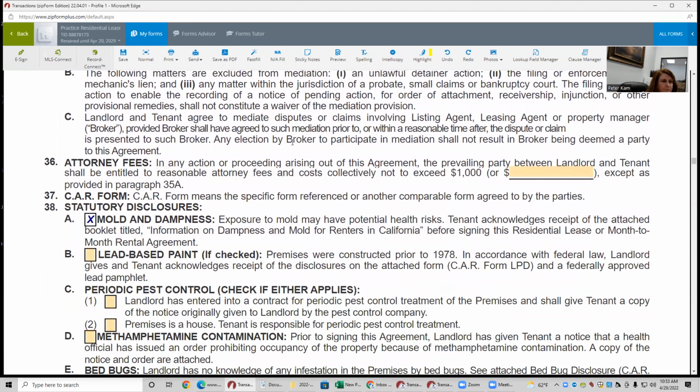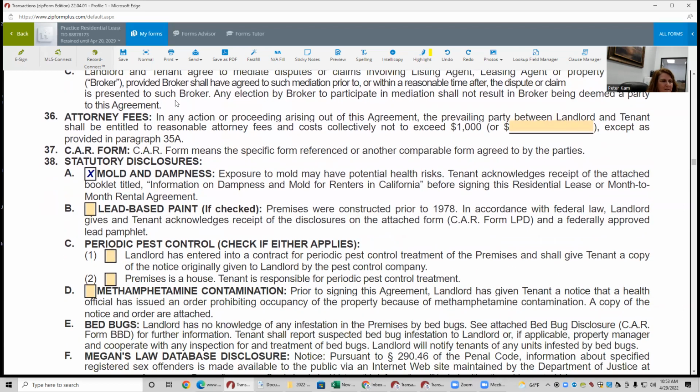So the landlord and the tenant do agree to mediate disputes or claims also involving a listing agent, leasing agent, or property manager, provided the broker shall have agreed to such mediation prior to or within a reasonable time after the dispute is presented to such broker. So that request would go to our broker, Peter Cam. That won't happen. I haven't seen it, so we're all pretty careful.